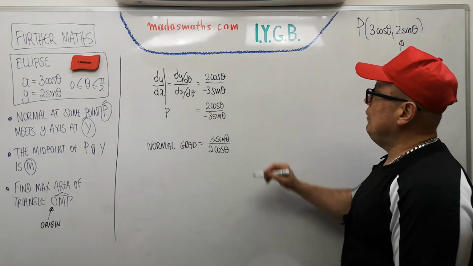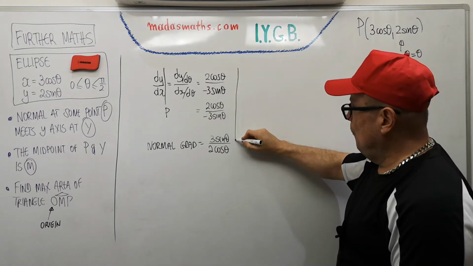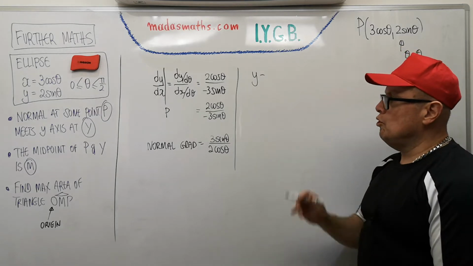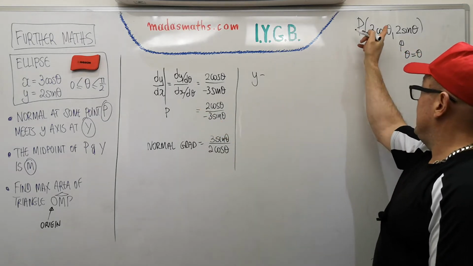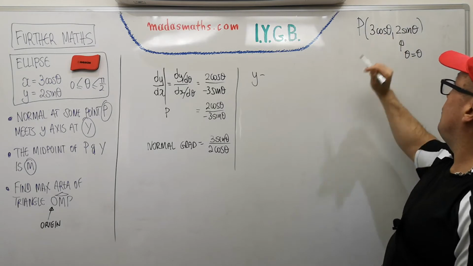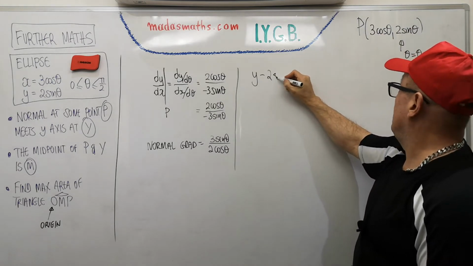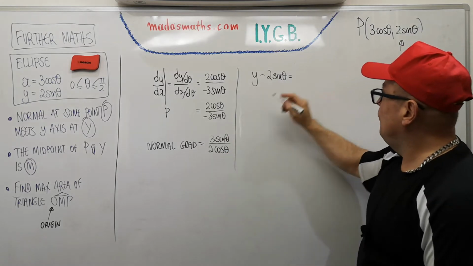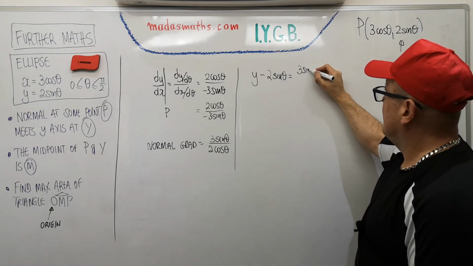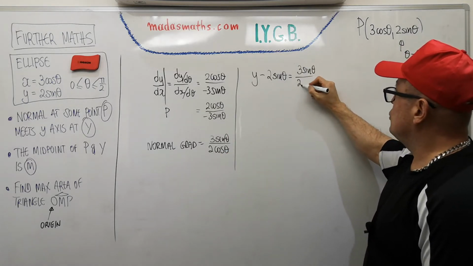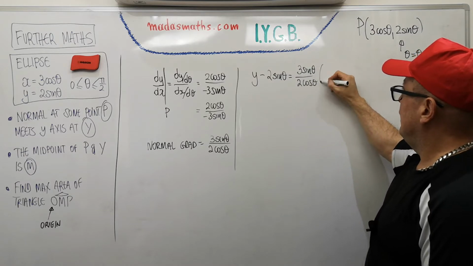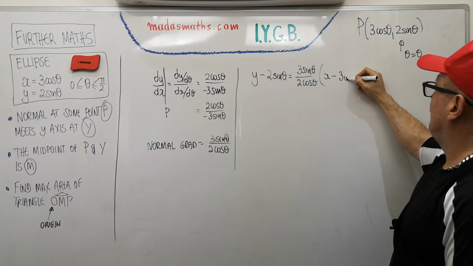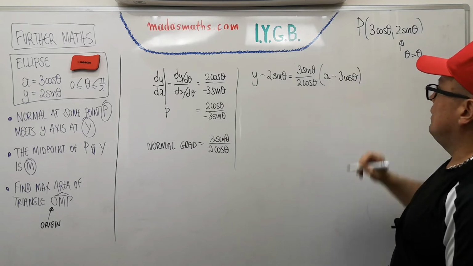So the next step is to find the equation of the normal. y minus the y coordinate. The normal is taken at P, and P has these coordinates. So y minus the y coordinate of my point, minus 2 sine theta, is equal to the gradient of the normal, 3 sine theta over 2 cos theta, times x minus the x coordinate of my point, which is this thing here.